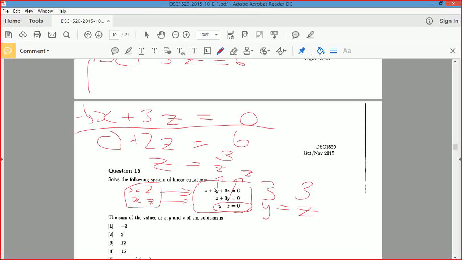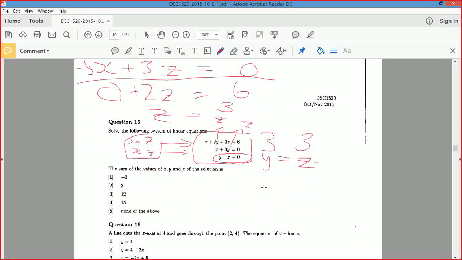So you can say there's 3 minus 3 equals 0. So that's 3 minus, okay, wait. So it's going to be x plus 2 brackets 3 plus 3 equals 6. So x plus 6 plus 9 equals 6. So I've got your x plus 6 plus 9 equals 6.